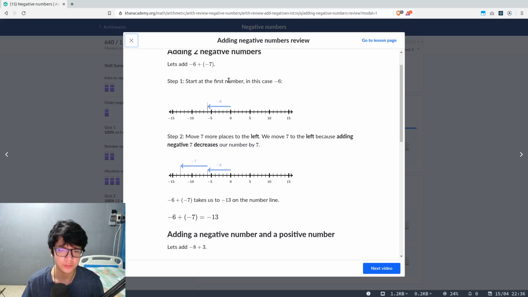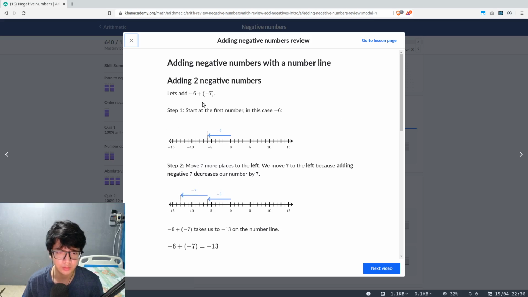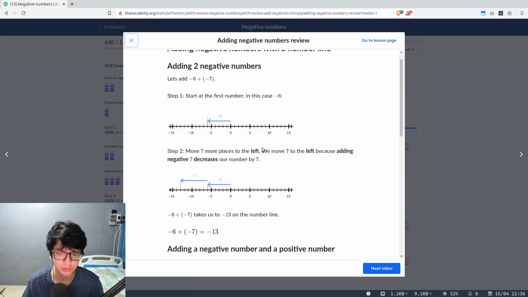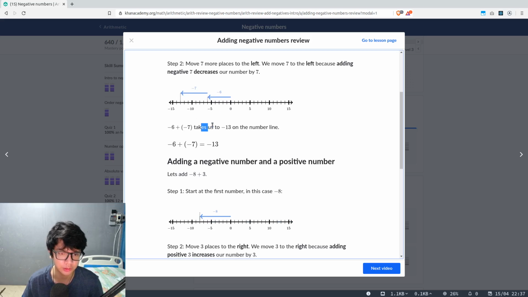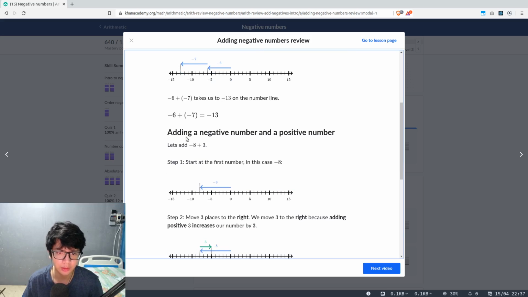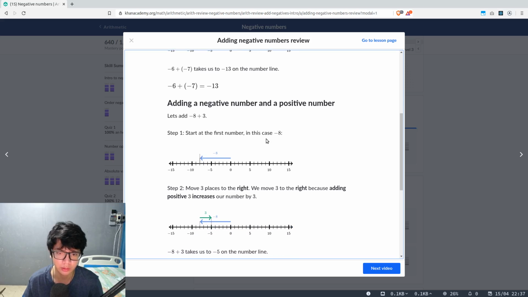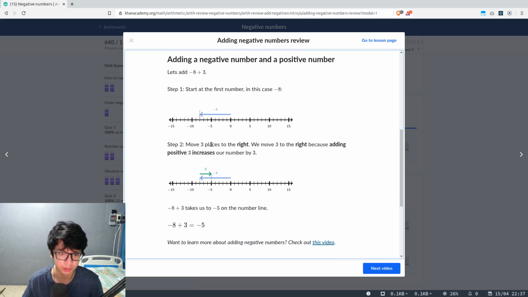Start at the first number, in this case negative 6 plus negative 7. Move more places to the left, because adding negative decreases our number. So I have negative 13. Adding a negative number and a positive number. Start at the first number, in this case negative 8. Then add 3 to the right, and then we'll end up at negative 5.